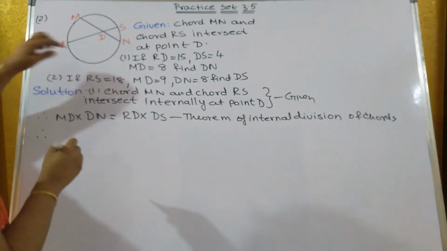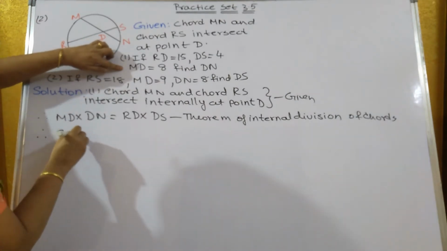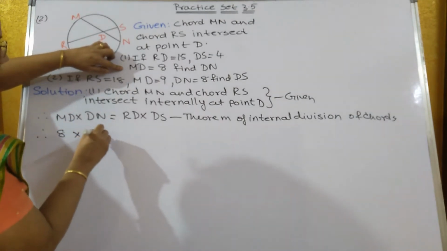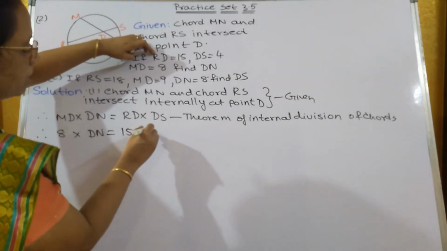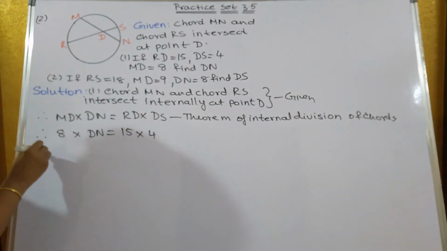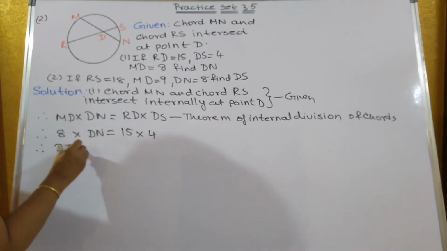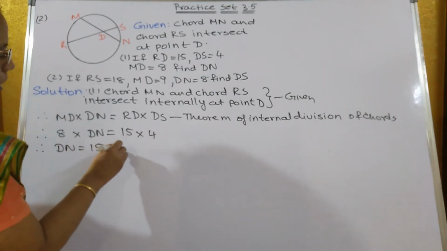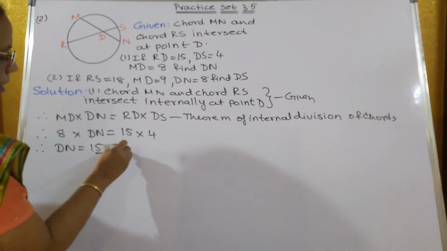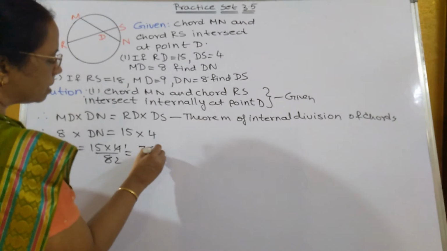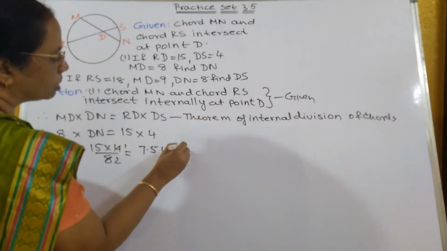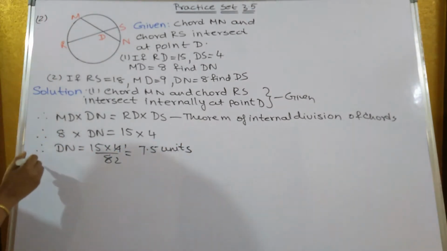Therefore, now what is MD? MD is equal to 8, into DN, which we have to find out, is equal to RD is 15 into DS is equal to 4. Therefore, DN is equal to 15 into 4 upon 8. When you divide 15 by 2, you will get 7.5 units.